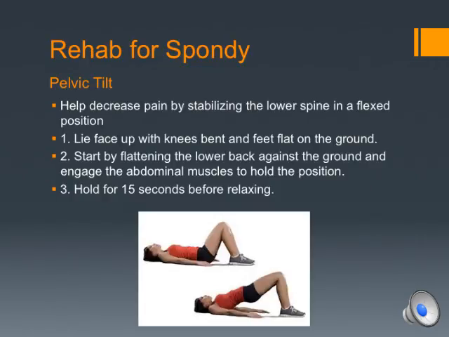Rehab for spondy. A common exercise prescribed is the pelvic tilt. It helps decrease pain by stabilizing the lower spine in a flexed position. You're going to want to lie face up with your knees bent and feet flat on the ground. Start by flattening the lower back against the ground and engage the abdominal muscles to hold the position. You're going to want to hold it for 15 seconds before you relax and repeat up to 10 times.